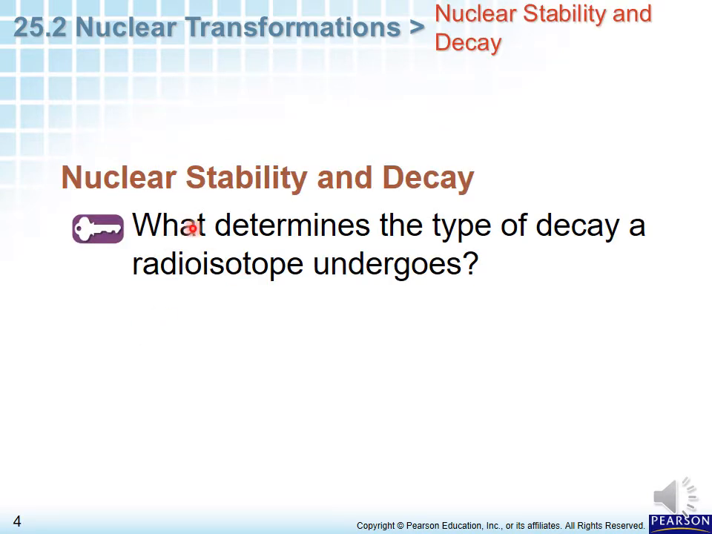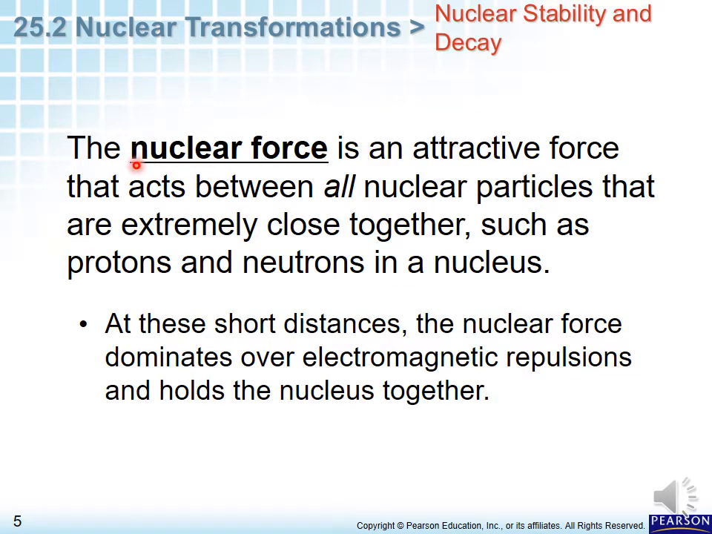So start with the lesson, nuclear stability and decay. What determines the type of decay a radioisotope undergoes? Start with the nuclear force first. The nuclear force is an attractive force that acts between all nuclear particles that are extremely close together, such as protons and neutrons in a nucleus. This attractive force between protons and neutrons in the nucleus is called nuclear force. At this short distance, the nuclear force dominates over the electromagnetic repulsion and holds the nucleus together.